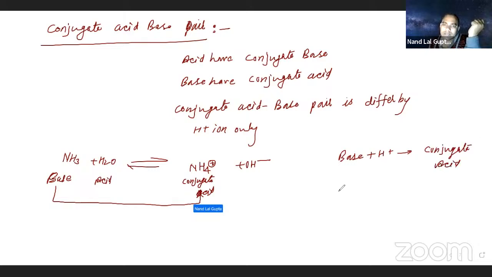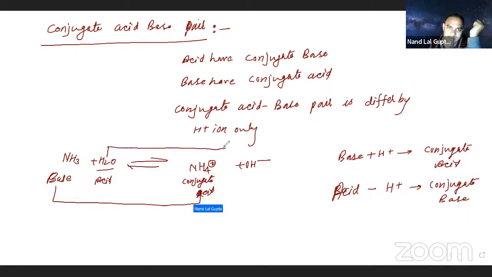Now another thing: if we have an acid and minus H plus ion, it is going to give the conjugate base. Here I have considered this water molecule as an acid. It loses H plus ion, so it becomes the conjugate base.